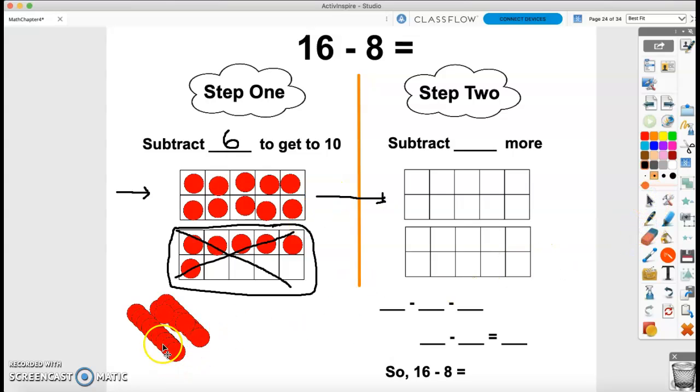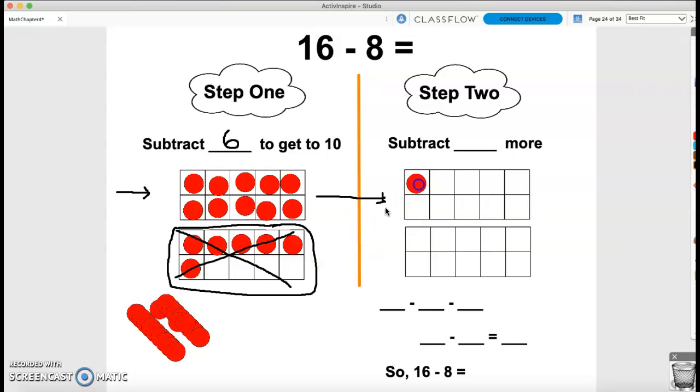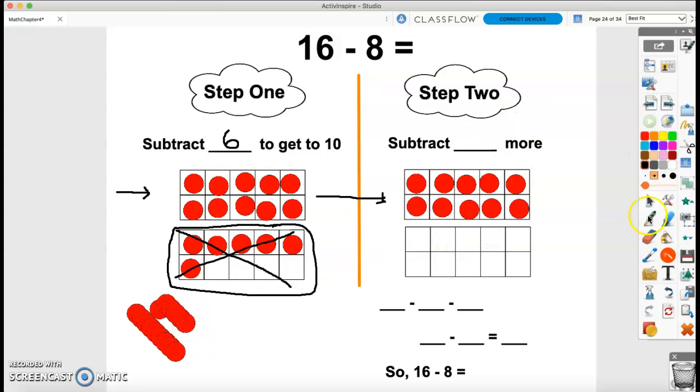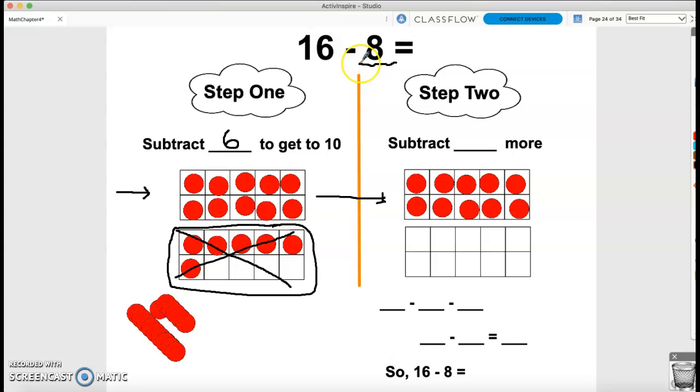So I'm going to put 10 back up. 1, 2, 3, 4, 5, 6, 7, 8, 9, 10. So now if I look at this, I'm subtracting off the number 8.